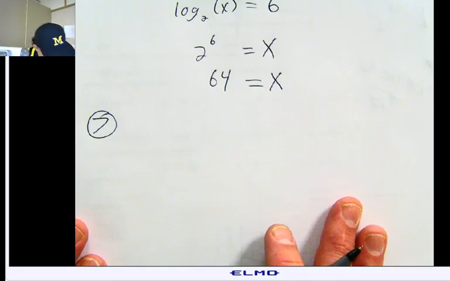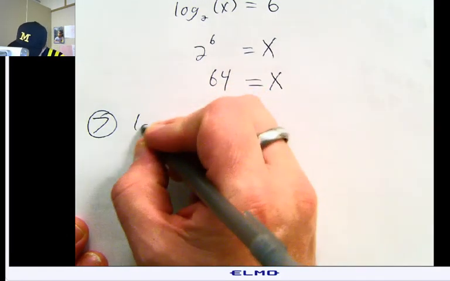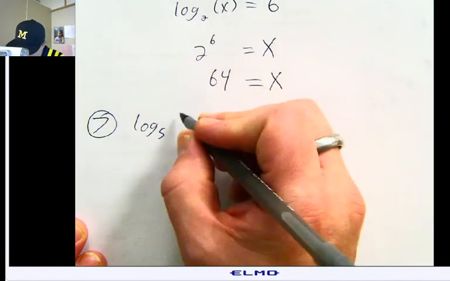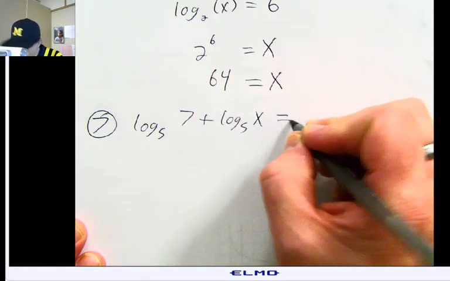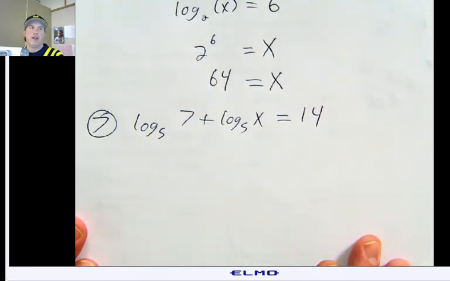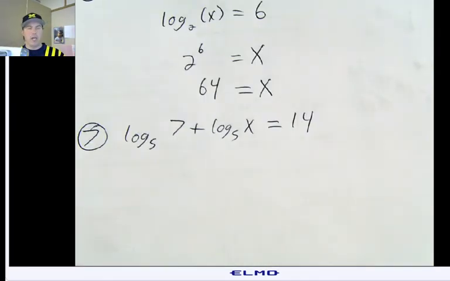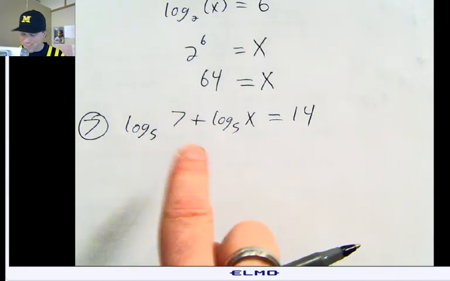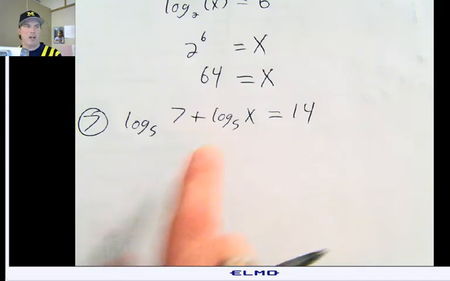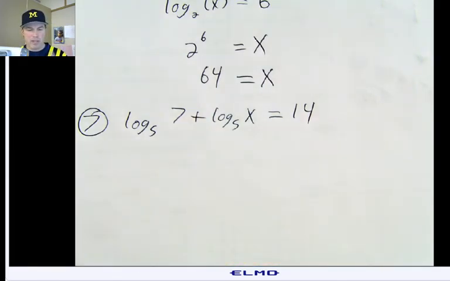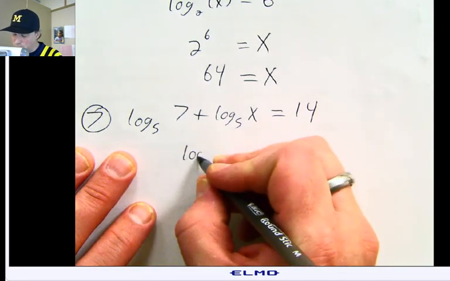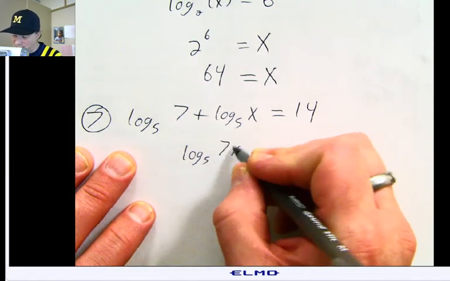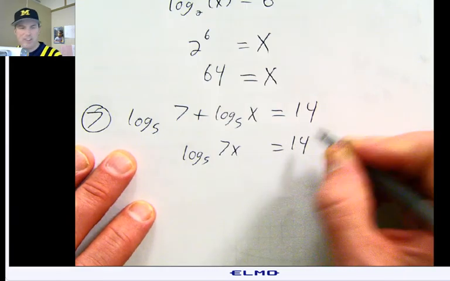Last one, number 7. Log base 5 of 7 plus log base 5 of x equals 14. All right, we have to use the condensed formula. You don't want to do anything with a double log. You can only work the magic if you condense. So condense this into a single log, so it becomes log base 5 of 7x equals 14.